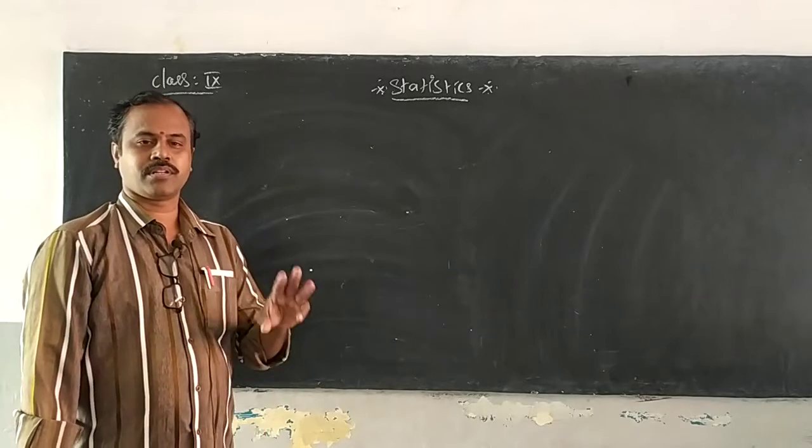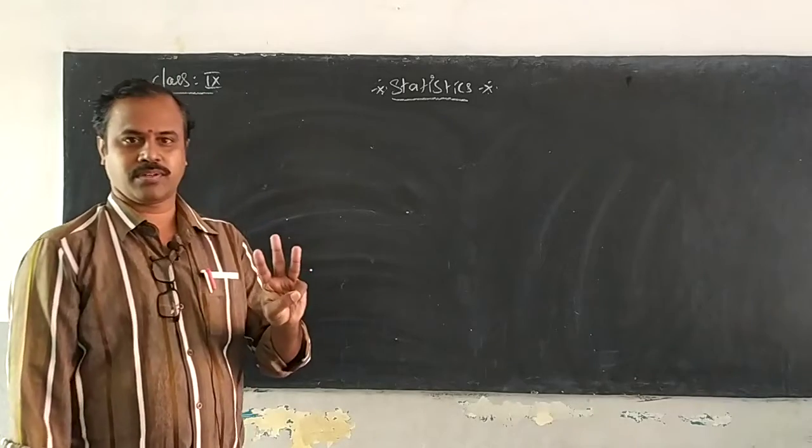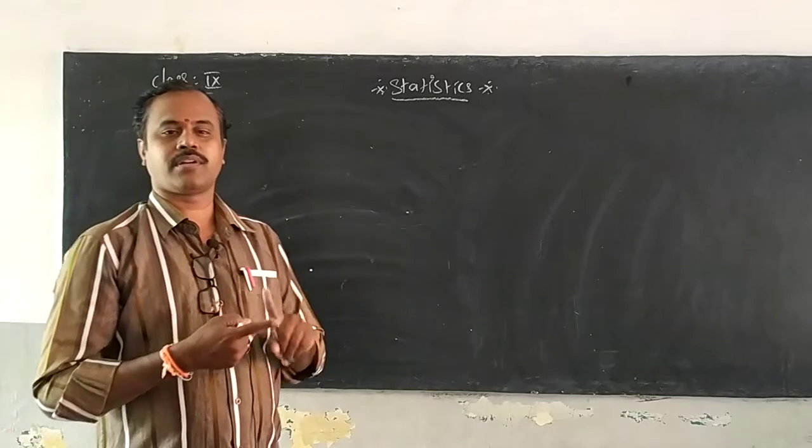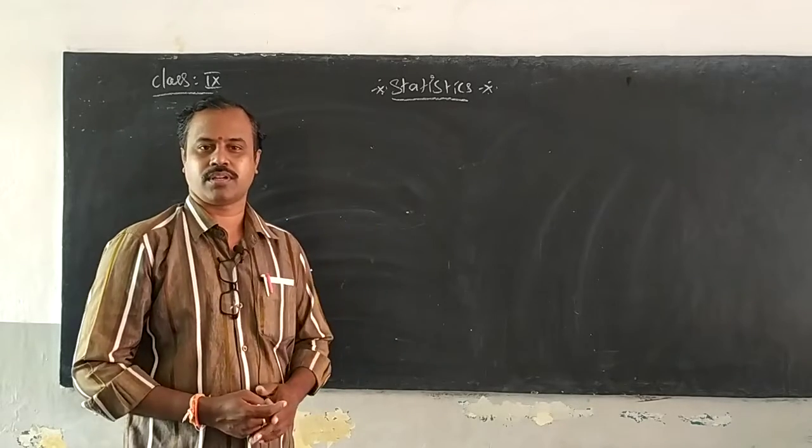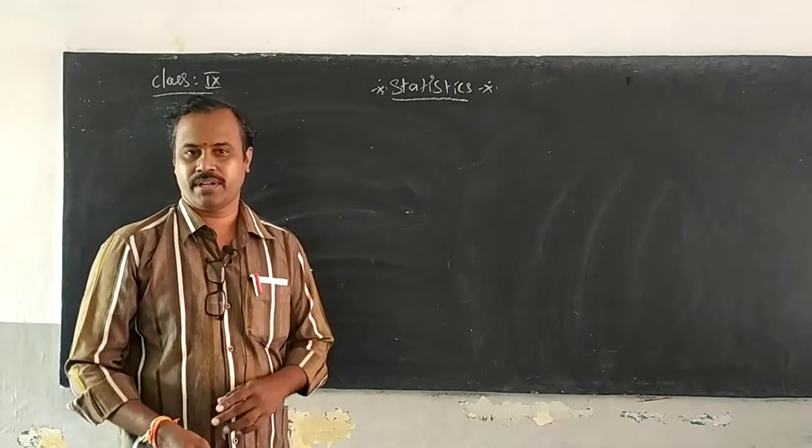In measuring a central tendency we have three methods, isn't it? The first one is arithmetic mean, which we have discussed in the previous video. We did the exercise questions also there. And the second one is median.